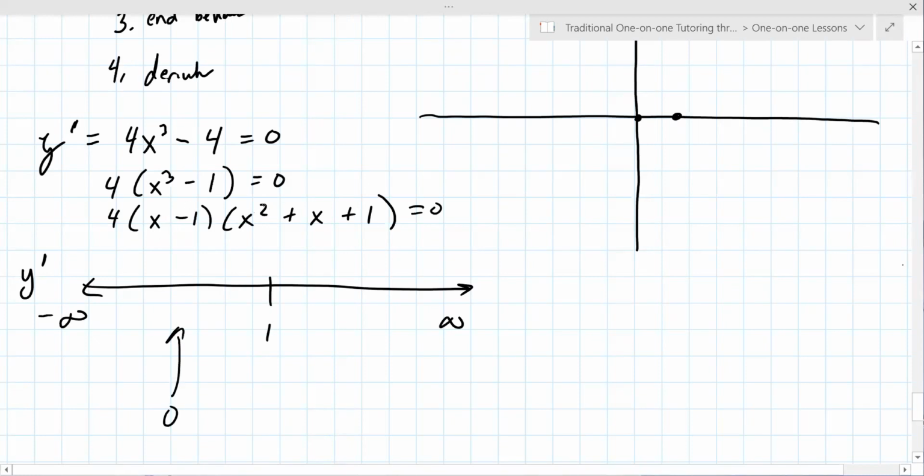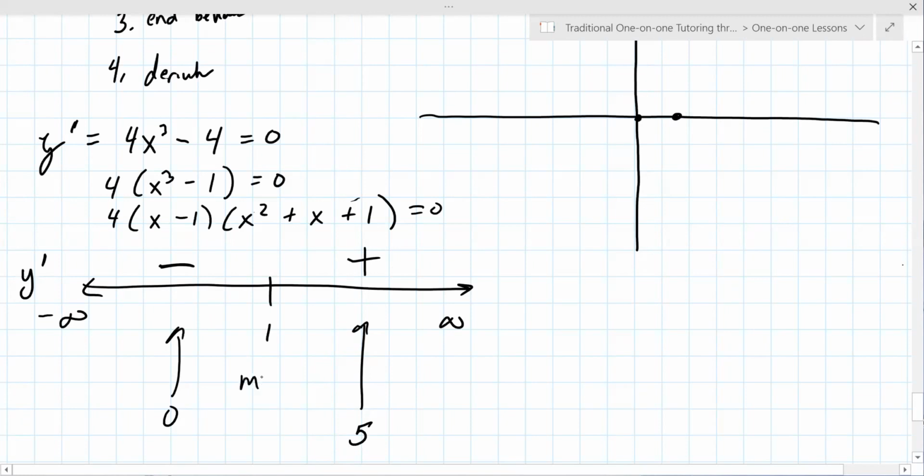This is negative. This is 0, positive. So we have a negative times a positive. That's positive there. So this is negative, and then this is positive. You can test a point, whatever, test 5 there, and you'll get a positive. So that means it goes from decreasing to increasing at 1. So that's going down and then going up.